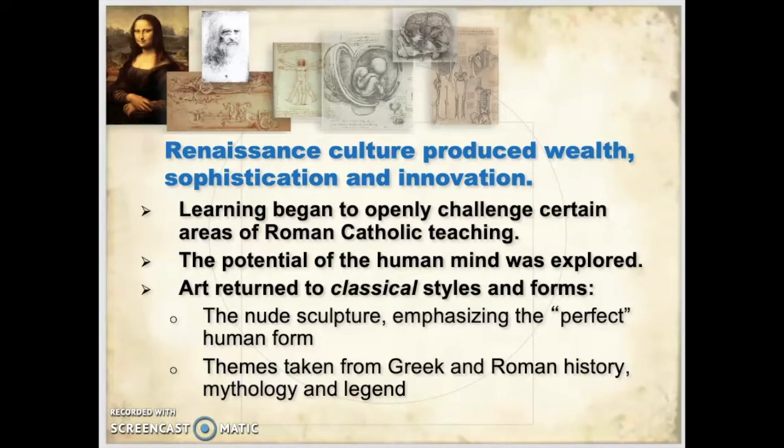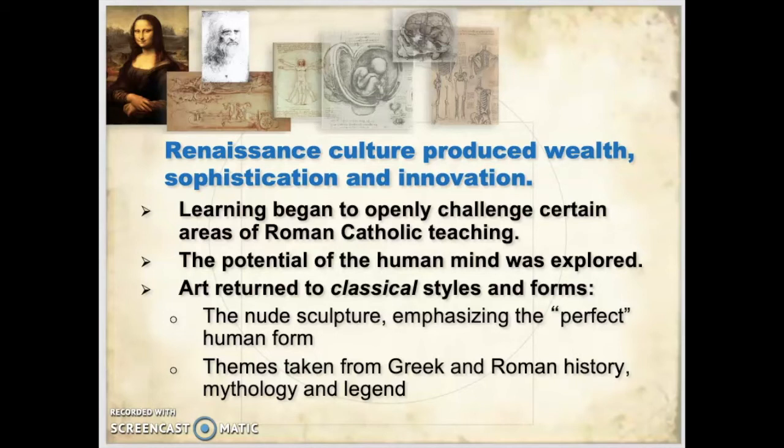Whereas in the Middle Ages, you would never see a nude sculpture, really. Hardly ever would you see such a thing. But the ancient Greeks and Romans had done that, and so in the Renaissance, the nude sculpture returned, and the emphasis was upon the perfect human form. In other words, it wasn't a sexual thing. It was, what does a perfect human body look like? What does a perfect male human body look like? What does a perfect female human body look like?